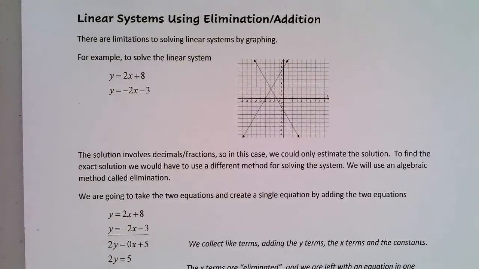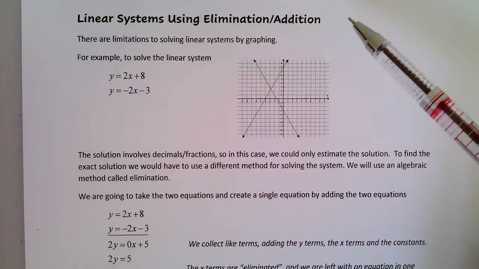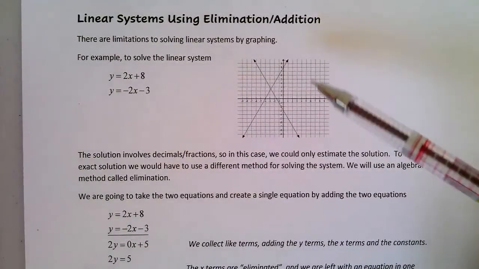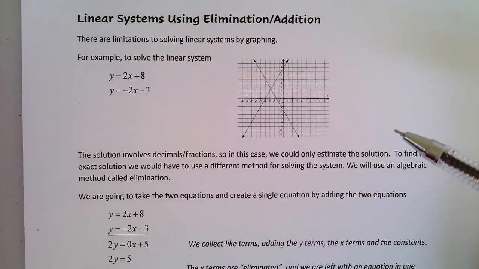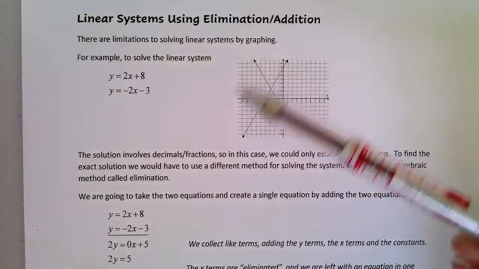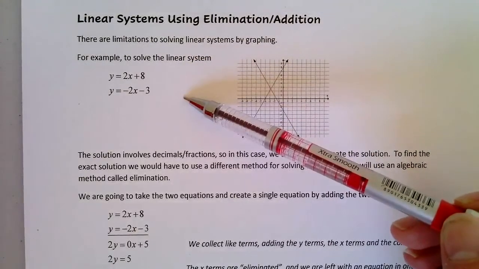Today we're going to continue with solving linear systems, but today we're going to investigate a different method called elimination, and we'll discuss that in just a minute. The reason why we look at the method of elimination is because there are limitations to solving linear systems by graphing. There's the obvious ones where maybe you don't have a piece of graph paper, but there's also some other practical reasons. For example, here are two lines.